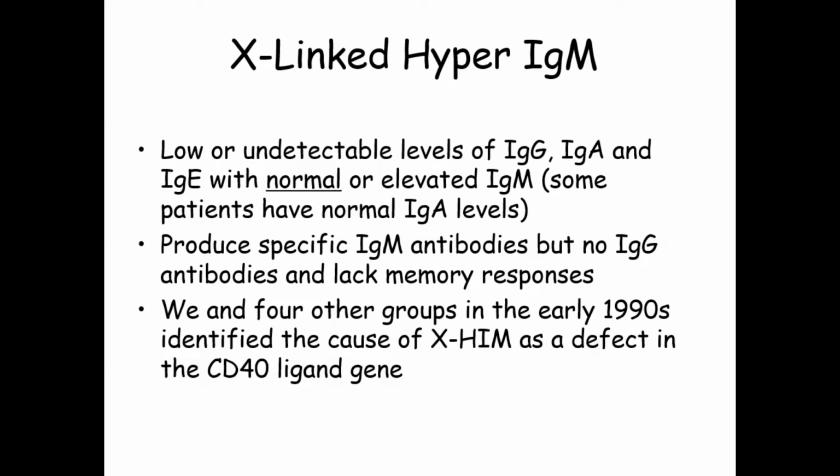why that happens. If you immunize patients with hyper IgM, they can make specific antibody, but it's only of the IgM type, and there's no memory response. So after every immunization, it's a primary response every time. There's no memory response at all. And then back in the 90s, 5 groups identified the cause of X-linked hyper IgM as a defect in the CD40 ligand gene.